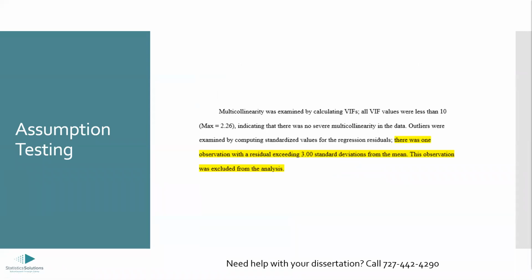Now, here's some more examples of how you might write up assumptions testing. In this case, we have an example where one of our assumptions is violated. So we can see here, we do a test for outliers. We say how we're testing for outliers. We're doing it by looking at standardized values. And here we state that we do observe an outlier in our data. And we say that we're going to exclude this outlier from our analysis. So we state how we are dealing with the violation of that assumption.